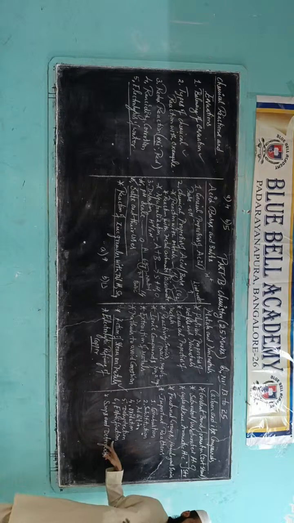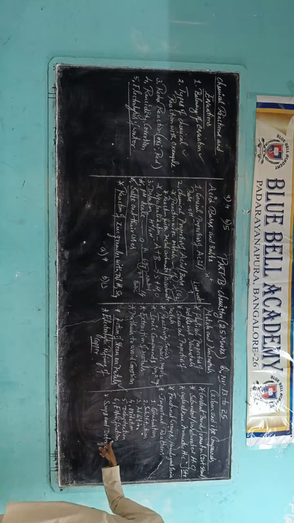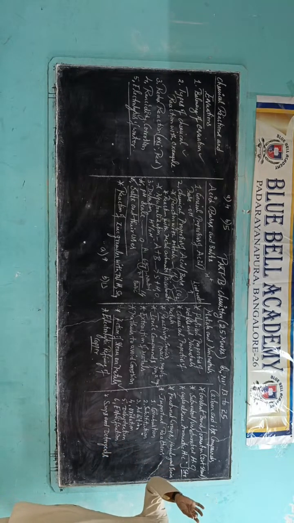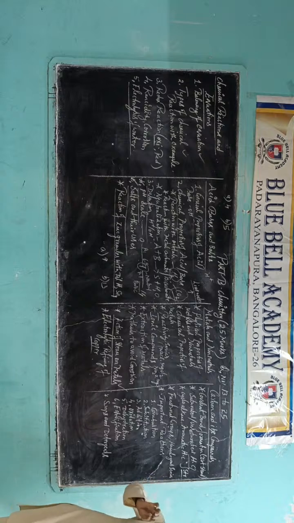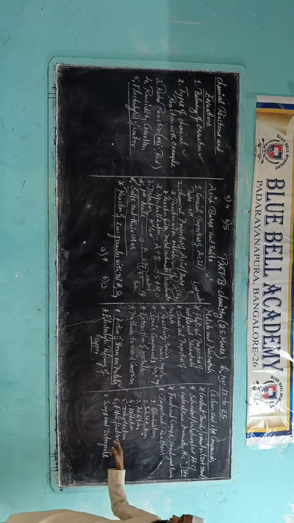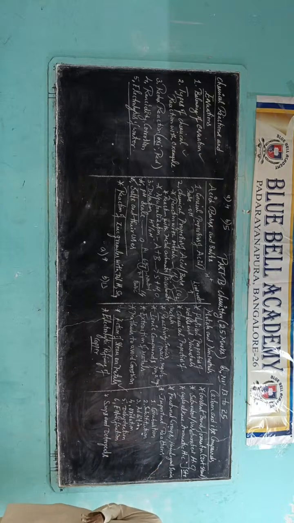Then the final one is the esterification reaction. Ethanol reacts with ethanoic acid to form a sweet smelling substance called ester. It is called what? Esterification reaction. Okay, so glance at what the esterification reaction is, with the equation.